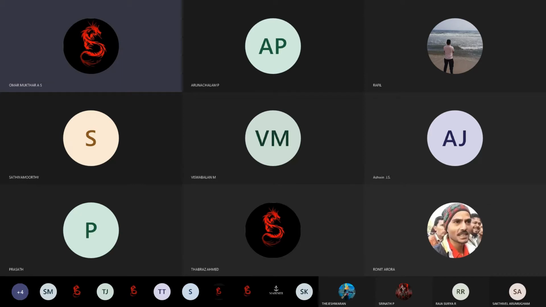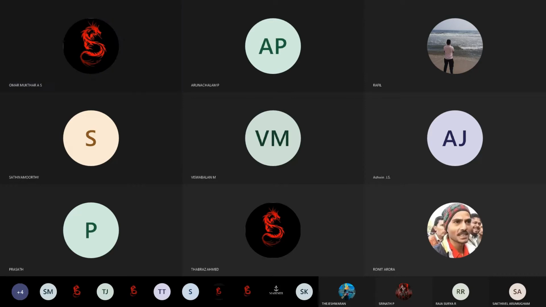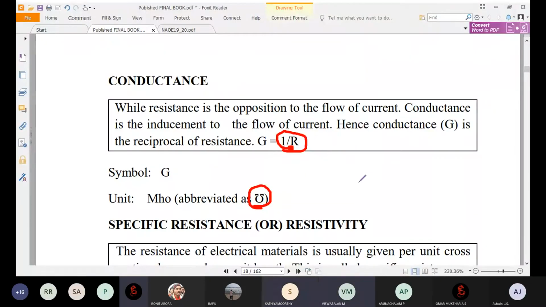Sir, the slide is not visible. Okay. Now it is visible. Yes, sir, visible.